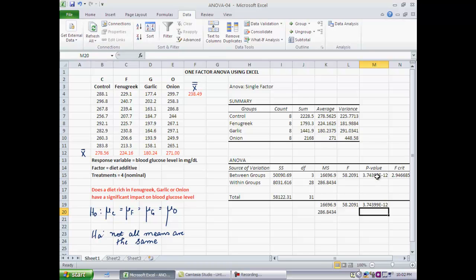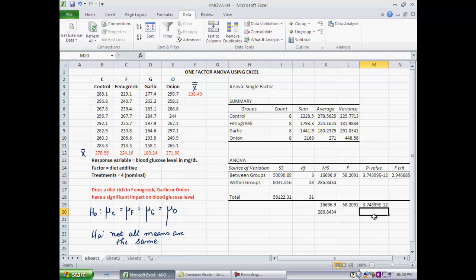So remember the physical interpretation of the p-value, that is, if the null were true as an equality, in other words, if these two variances, the true variances, were actually equal, then what is the likelihood of getting an F ratio of 58.2 or higher? We are seeing that probability is 3.7 times 10 to the minus 12. It's practically close to zero. It's practically impossible.